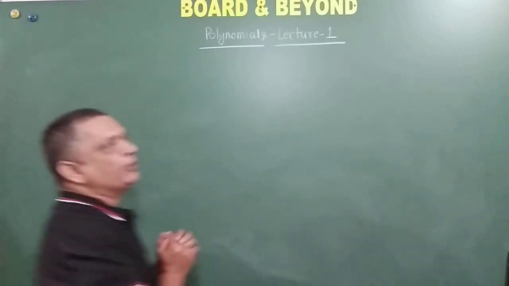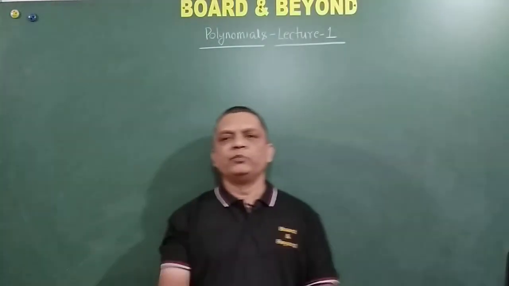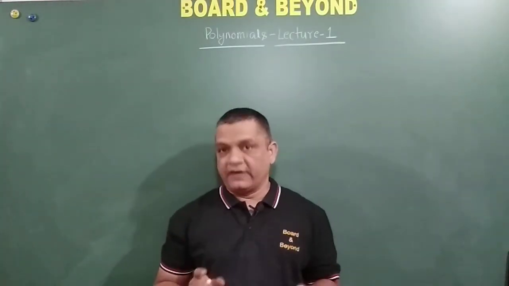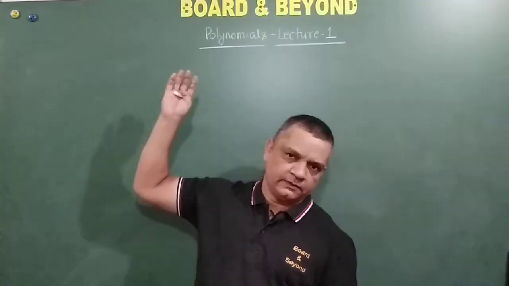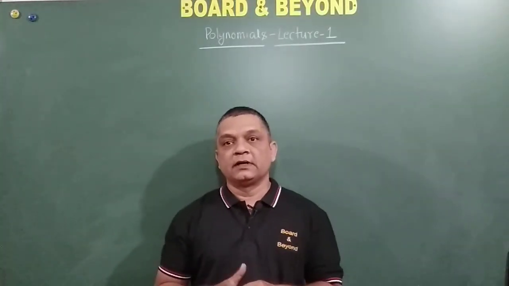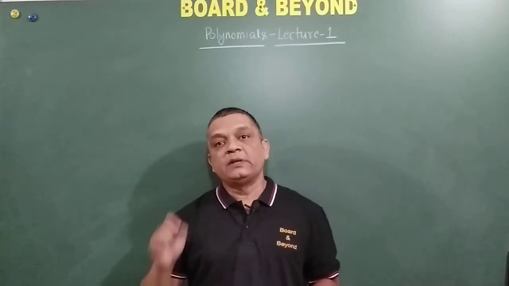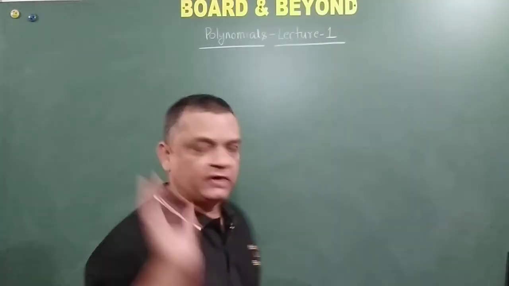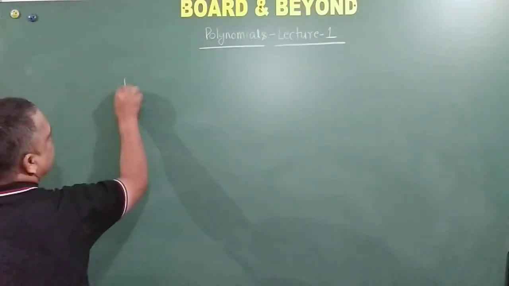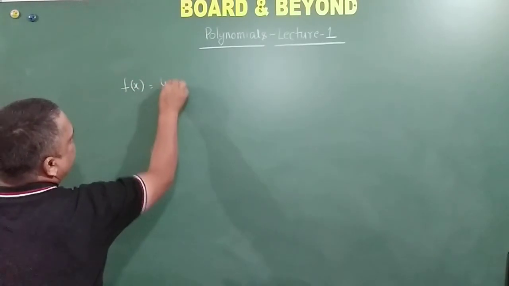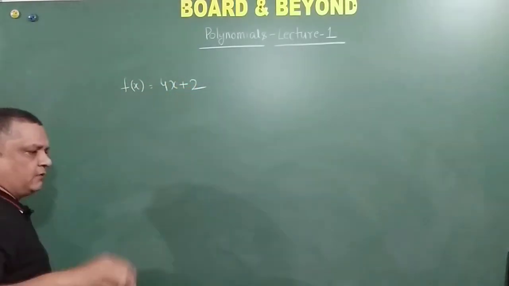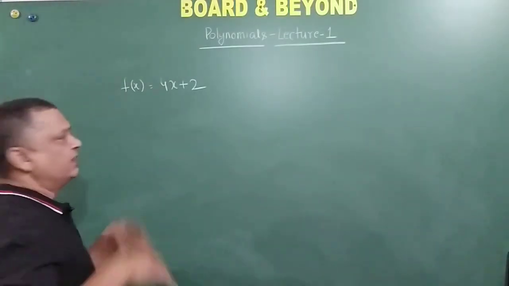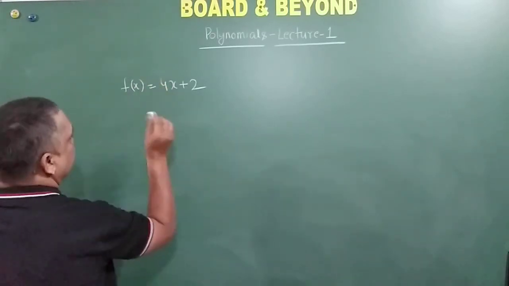Now, value of a polynomial at a given point. What do you mean by value of a polynomial at a given point? So, when we write f of x, some expression, what will be the value of, let's say, f of x at point 3? For example, we will take a very simple one. F of x, let's say, is equal to 4x plus 2, my friends. Very simple, very easy. We'll just try to understand the concept here, okay?